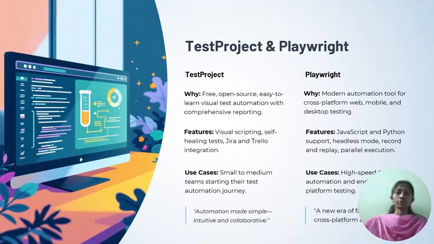TestProject and Playwright. TestProject is a free and open source automation tool. It allows visual scripting, self-healing tests, and team collaboration using integration with Jira and Trello. It is easy to learn and ideal for teams just starting with test automation.